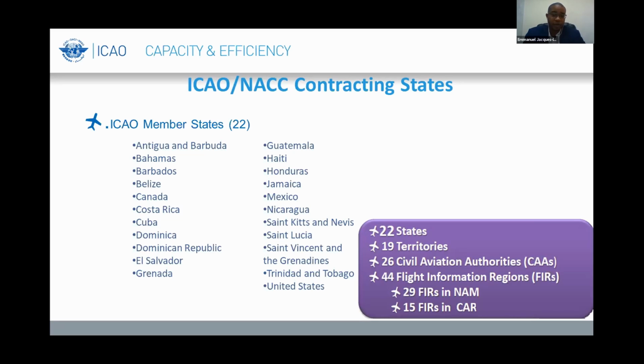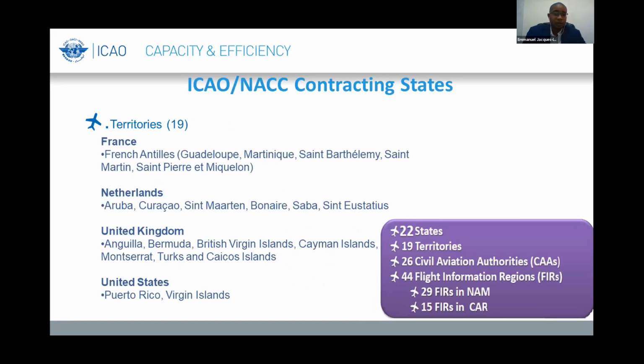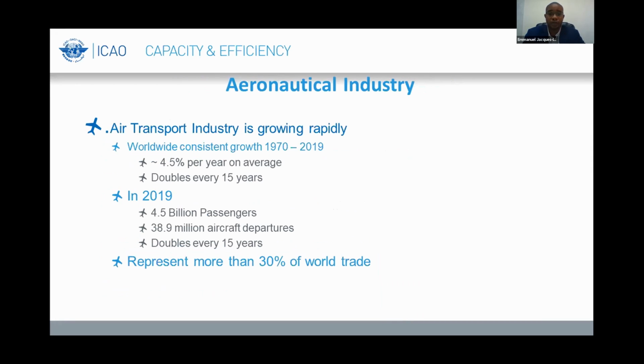We have the Bahamas, Canada, Cuba, Dominican Republic, Trinidad and Tobago, Jamaica, Haiti, from this list, and also 19 territories from France, the Netherlands, United Kingdom, and United States. Those states and territories represent 26 civil aviation authorities and 44 flight information regions, and 15 of the flight information regions are in the Caribbean and 29 in North America.